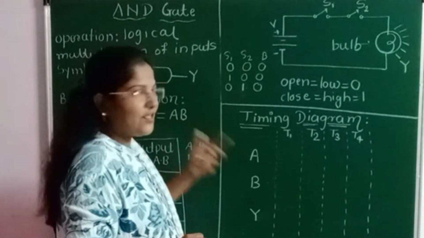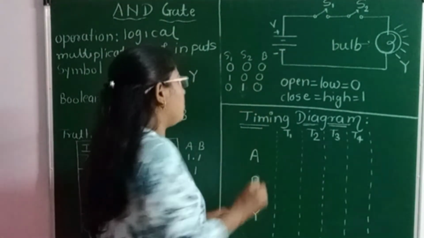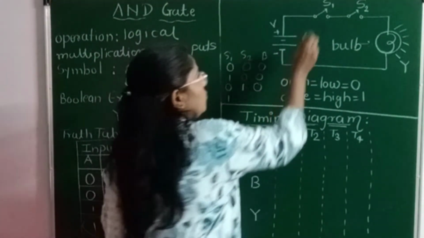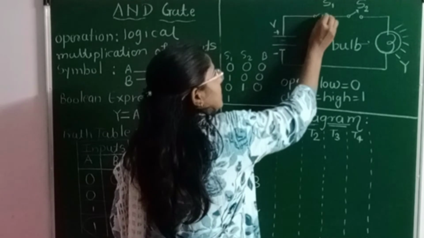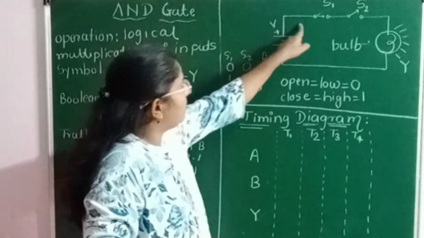Now I will consider the last combination where S2 is closed. Closed means we have to show it like this. Okay. So current will pass through S1.